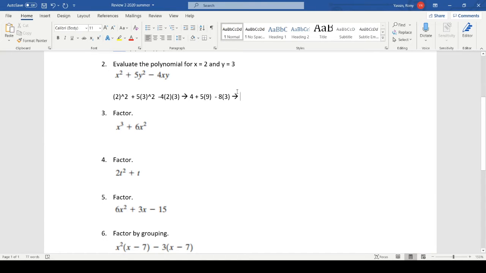So now we're left with 4 plus 5 times 9 minus 8 times 3. So 5 times 9 is 45. 8 times 3 is 24, so it's minus 24. And now to complete this, we just have to put them together. 4 plus 45 is 49. 49 minus 24, that's 25. So 25 would be your final answer.